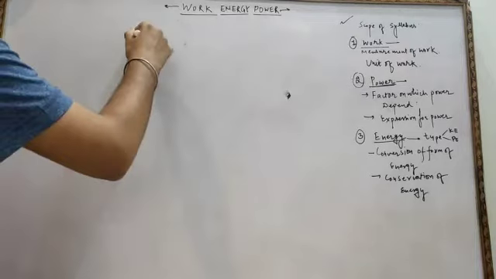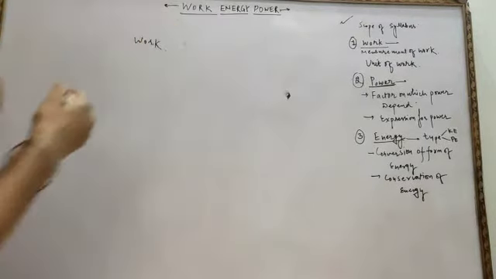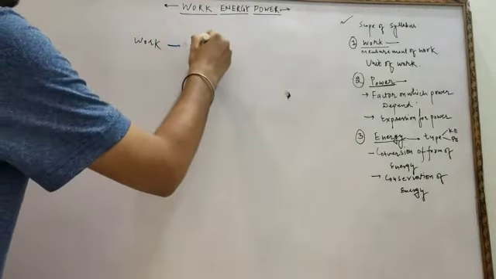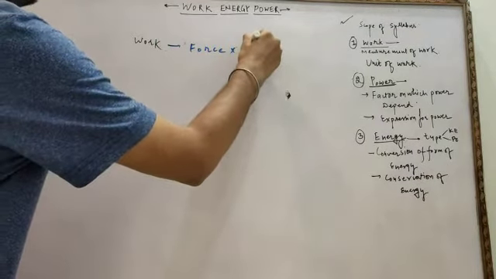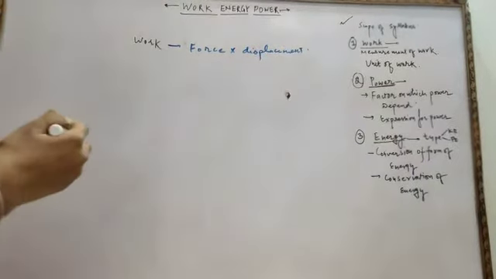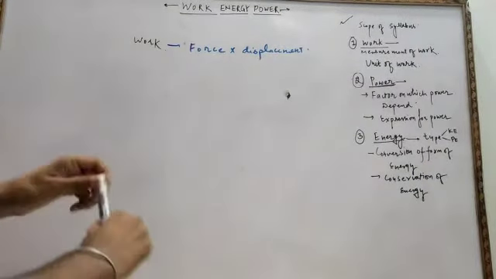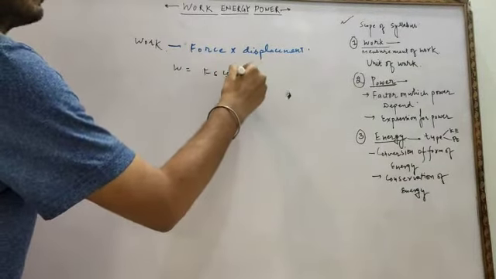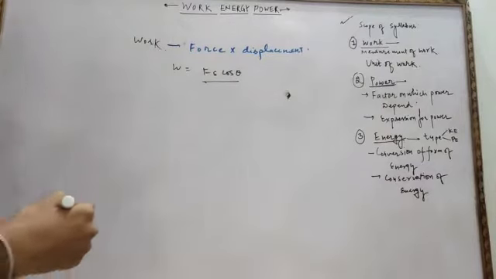So the first topic is work. What do you mean by work? Work done is simply a product of force into displacement. But this is incomplete information. Work done is simply Fs cos theta. What do you mean by this s cos theta?